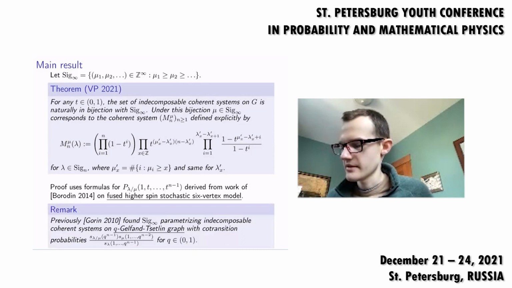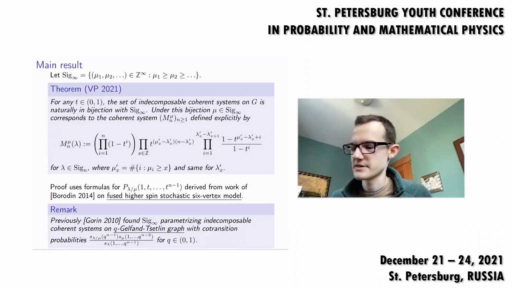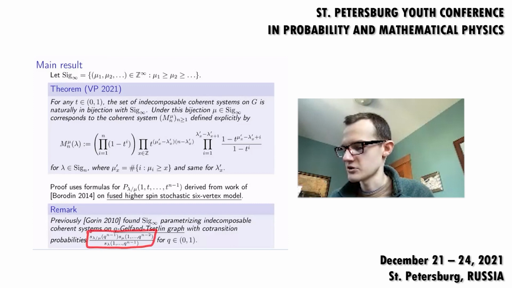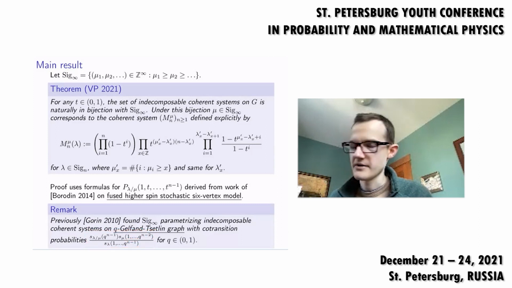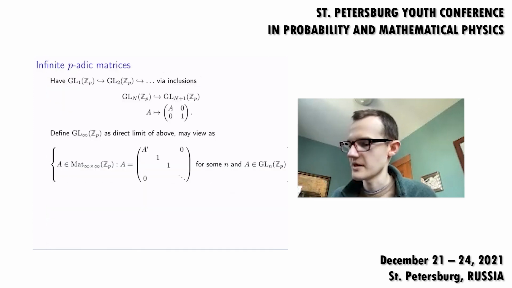I'll also mention that there's this previous work of Gorin on the q-Gelfand-Tsetlin graph. This is analogous to our graph, except that the co-transition probabilities are defined in terms of Schur polynomials with variables in geometric progression. And he also found that the indecomposable coherent systems are parametrized by these infinite signatures. There's also some work of Cesar Cuenca on certain special cases of Macdonald polynomials, which again finds the indecomposable coherent systems parametrized by Sig infinity.